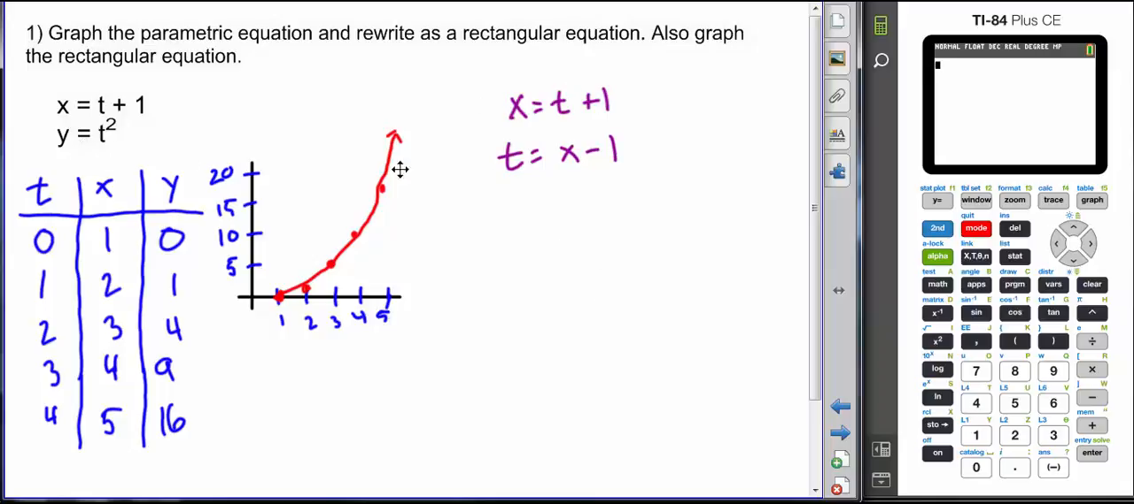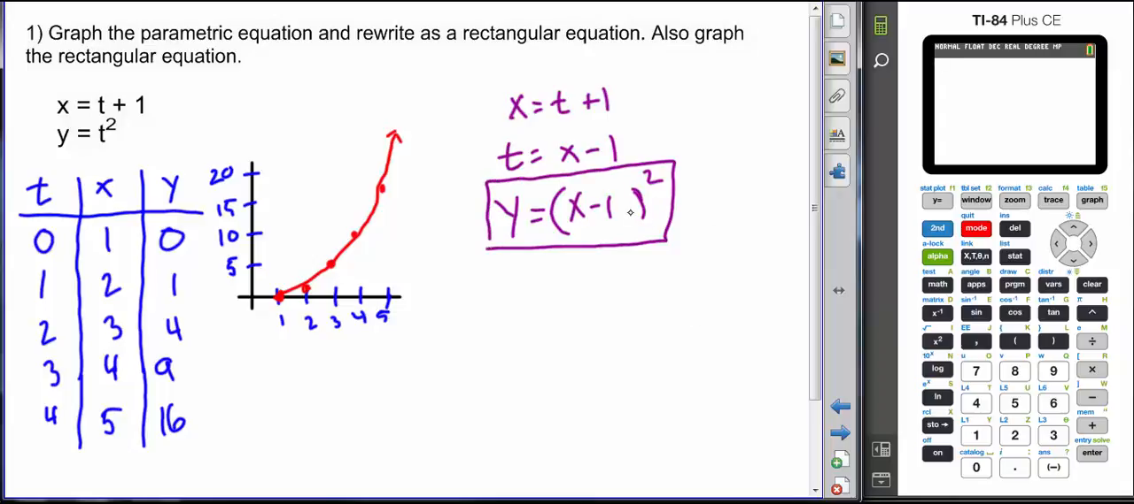Once I have that t value, I'm going to do y equals, and I'm going to plug in that value right there. Whoops, I plugged in t. No, it's supposed to be x minus 1. There we go. X minus 1 quantity squared. And folks, right there, that's the rectangular form. Although my handwriting could improve. That is the rectangular form. That's a little better now.